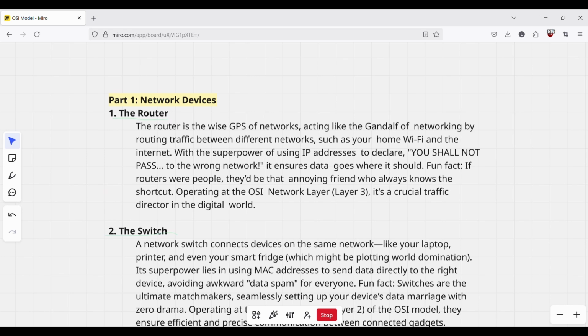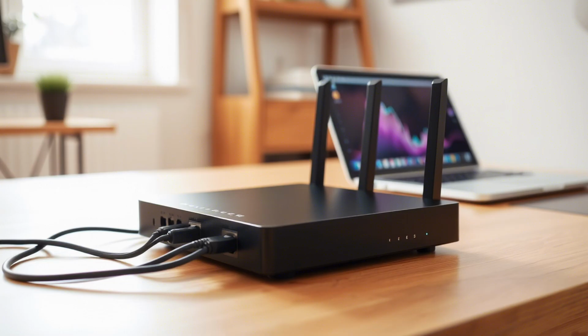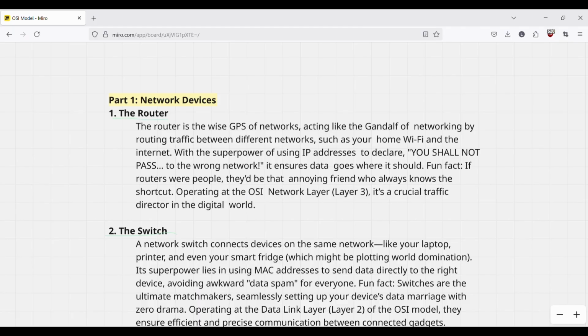Part 1. Network devices. The router. The router is the wise GPS of networks, acting like the life of networking by routing traffic between different networks such as your home Wi-Fi and the internet, with the superpower of using IP addresses to declare you shall not pass to the wrong network.